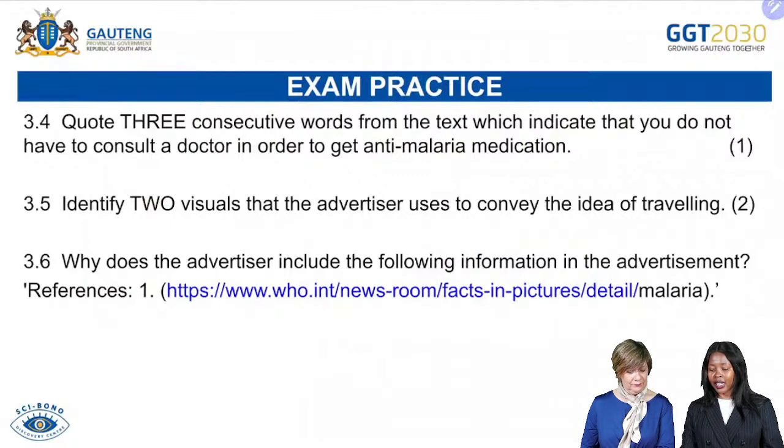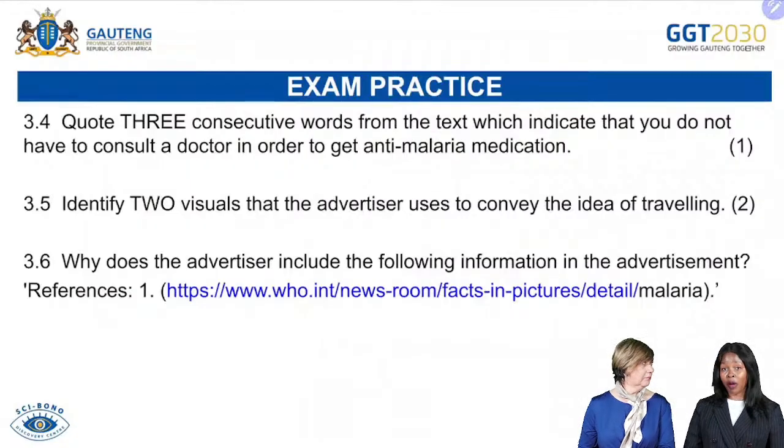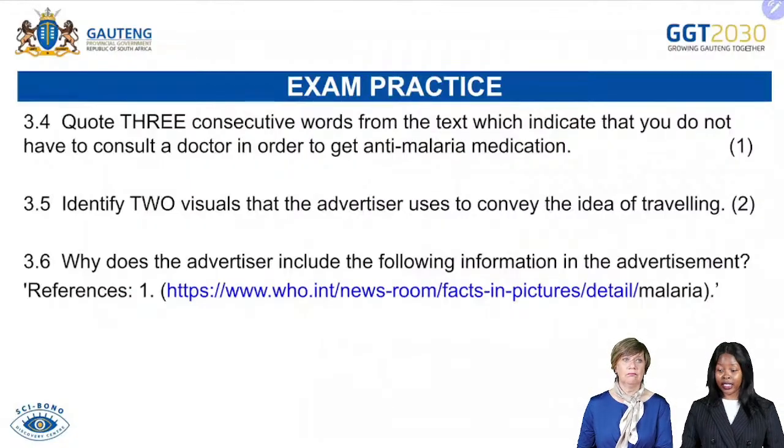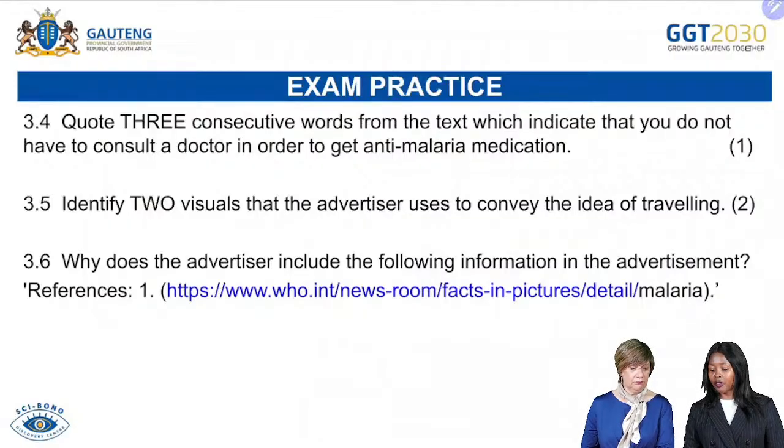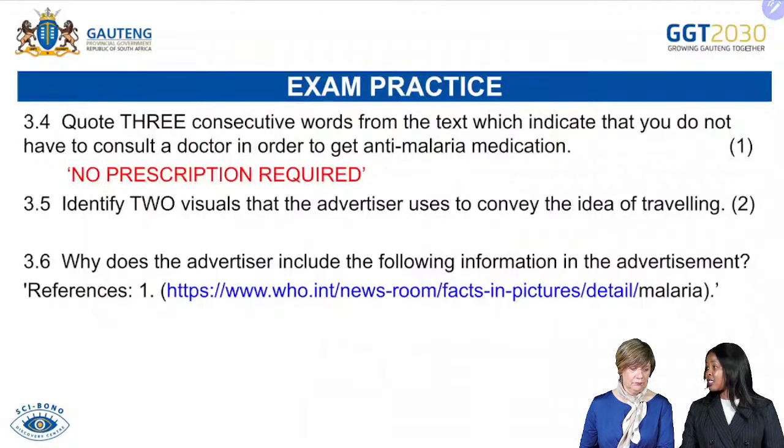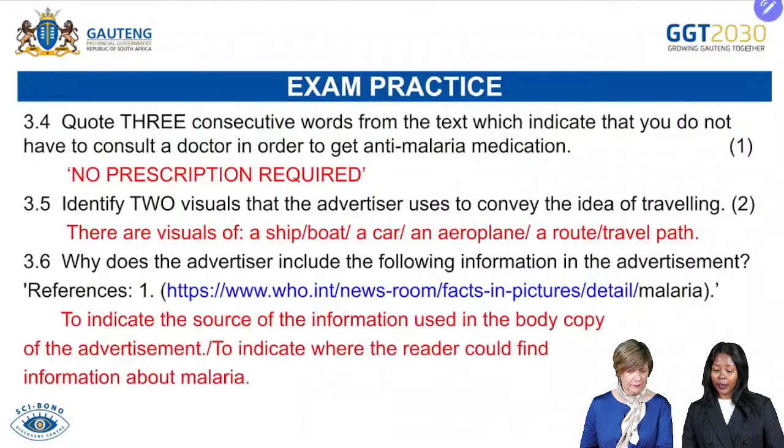And then lastly, it says, why does the advertiser include the following information in the advertisement? So what is the importance of the inclusion of? Sometimes it could be the trademark, it could be 100 years in existence, or in this case, they've given us reference to this website address. Think about the possible answers of why an examiner would ask you these questions. And let's look at some of the answers that we have for this specific questions.